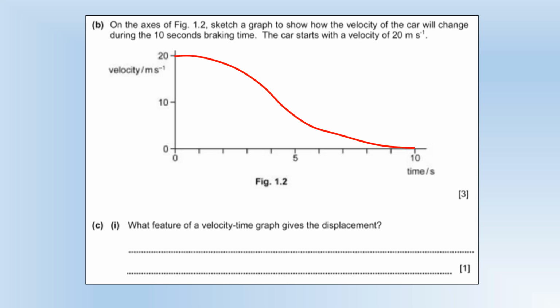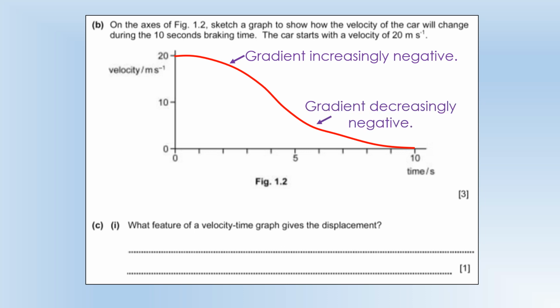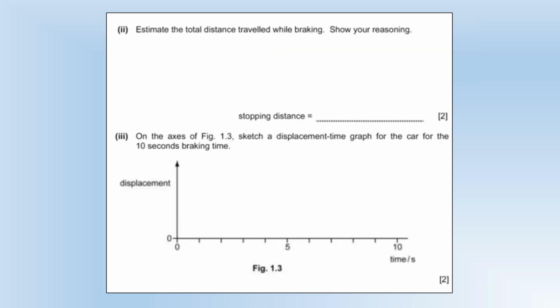So which feature of this graph gives the displacement? Well, it's the area between the graph and the x-axis, commonly referred to as the area under the graph. So that's what we would look at to get displacement. Estimate the total distance traveled while braking, showing your reasoning. We could either use the area under the velocity time graph, which we can estimate, or the way I'm going to do it is actually figure out what the average acceleration is. I reckon the average acceleration is about -2 because of the triangular type shape of the graph.